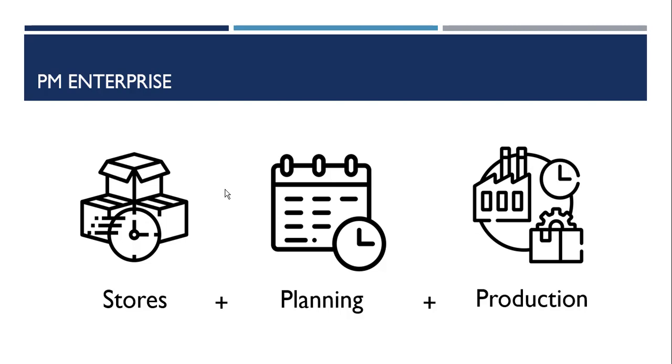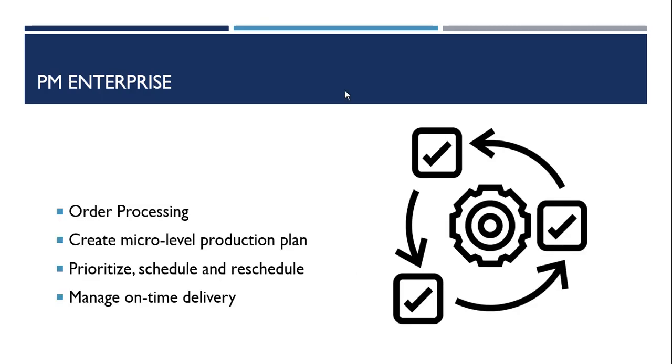PM Enterprise is an advanced planning and scheduling software which allows you to plan, examine, optimize, analyze and take control of production plan and scheduling on the shop floor. You have more visibility on the manufacturing processes. Now, what all things does PM Enterprise offer?